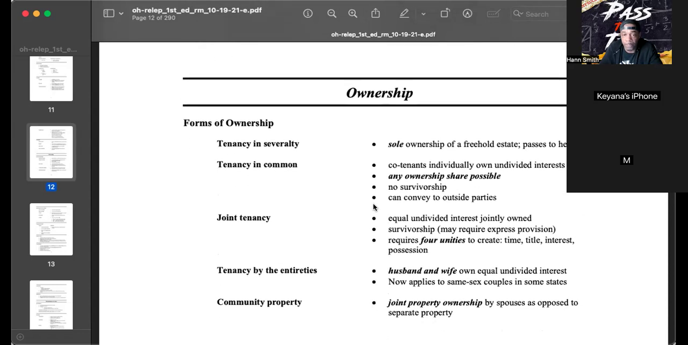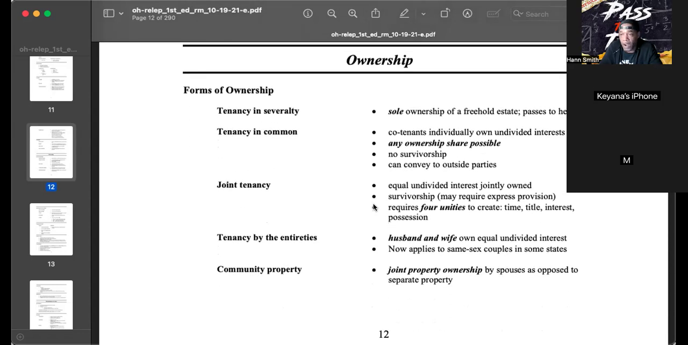Now, the ownership, this is the key part because you probably will get about 4 questions about these different things right here. All right. So, tenancy in severalty. The way I remember this is that when it says severalty, it sounds like a whole bunch of people or numerous people. But severalty actually means the opposite of what it sounds like. It means only one person. So, sole ownership of a freehold estate.